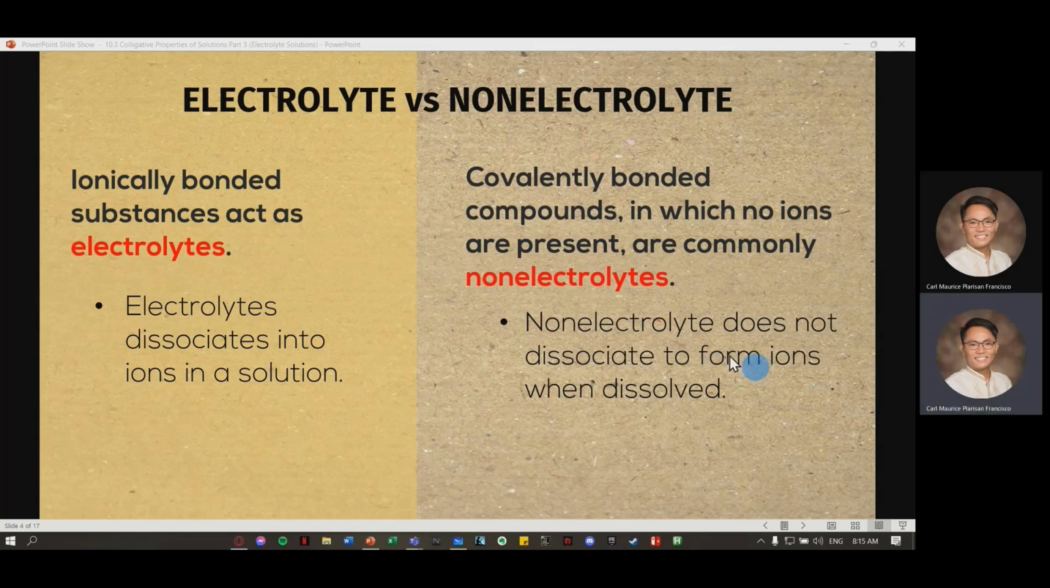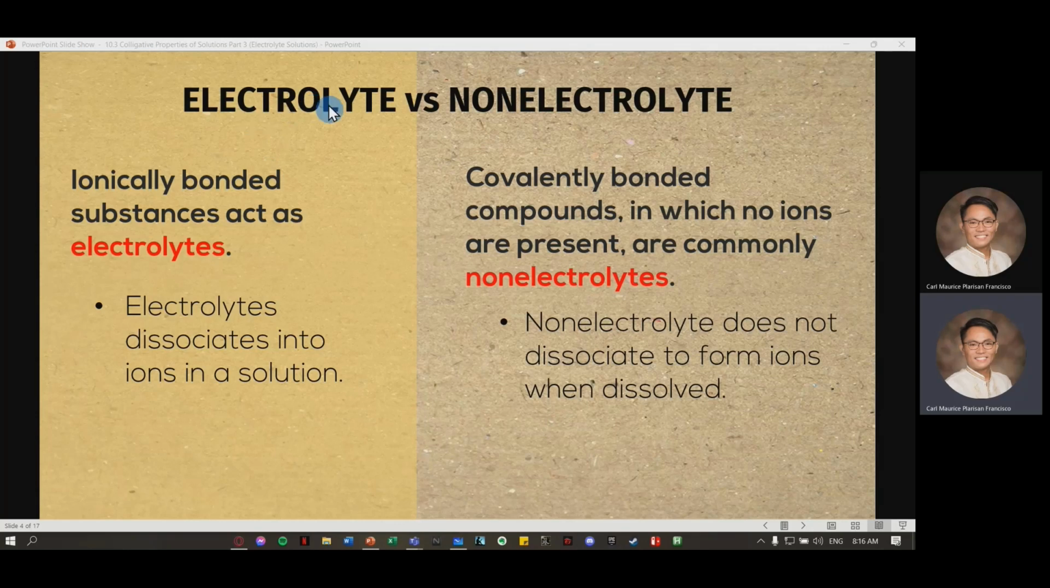Ibig sabihin lang po, ang mga electrolyte po o yung mga ionic compounds kapag sila po ay inihalo o idinagdag para gawing solution, nagdi-dissociate o nagdi-breakdown into ions. Habang ang non-electrolyte bilang mga covalent compound, wala itong ions. Kaya kung ito ay ihalo o gagawing solution, they do not dissociate or they do not break down to form ions. Okay, so remember, ions can conduct electricity.